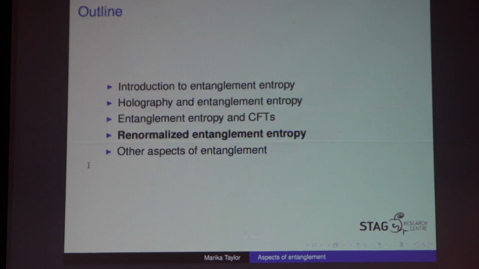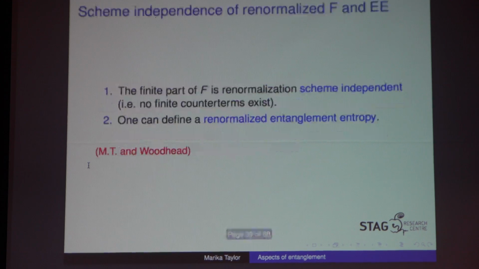And so this is where renormalization comes in. This is one of the main contents of the paper with William Woodhead from last year. So the first claim is that the finite part of F is indeed renormalization scheme independent, i.e. you can't add any finite counterterms. So you will get the same answer regardless of whether you calculate it in dimensional renormalization, zeta function, direct cutoffs, whatever you do, direct counterterms.